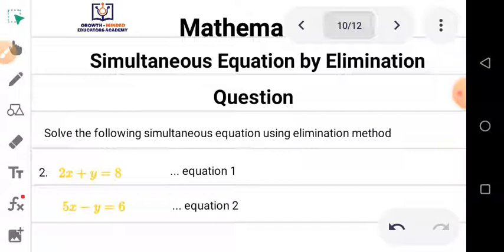If you have the same coefficient and the same sign, you just have to subtract directly. You don't need to multiply anything. But if you have a different coefficient with the same sign, you have to multiply to make sure they have the same coefficient, and then you subtract to cancel out the variable. Okay, so let's get started with this.